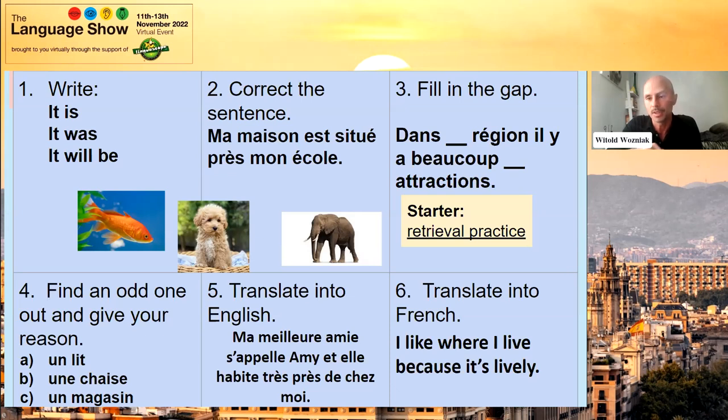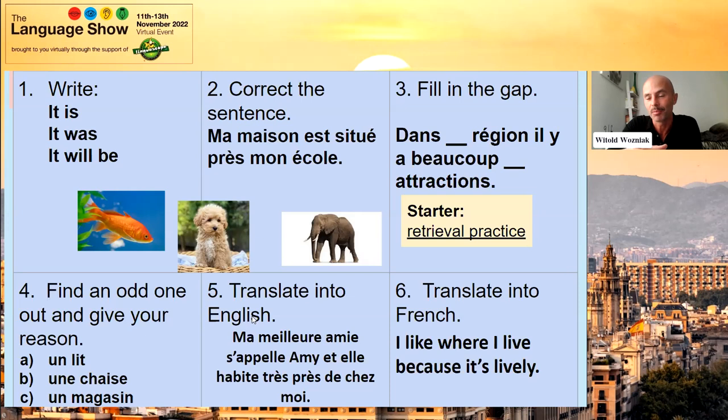And again, you can do it on a one-to-one basis where they score points out of 6, but also they can be working in smaller teams. So it's up to you. The 6 approaches I usually use are: write something in the target language, correct a sentence, fill in the gap, find an odd one out, translate into English, translate into French.